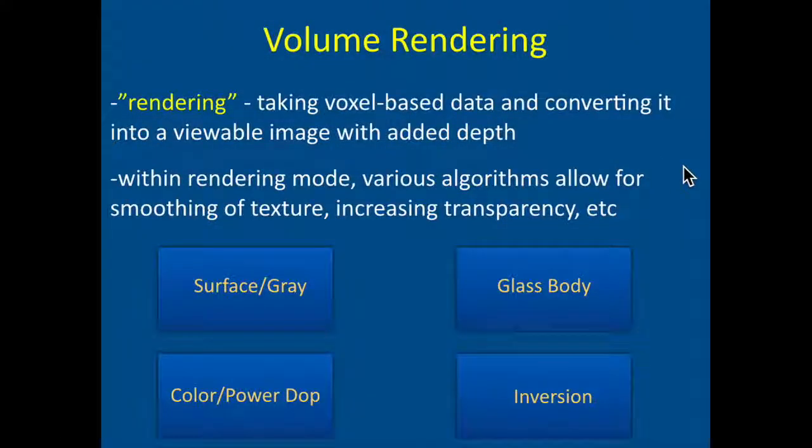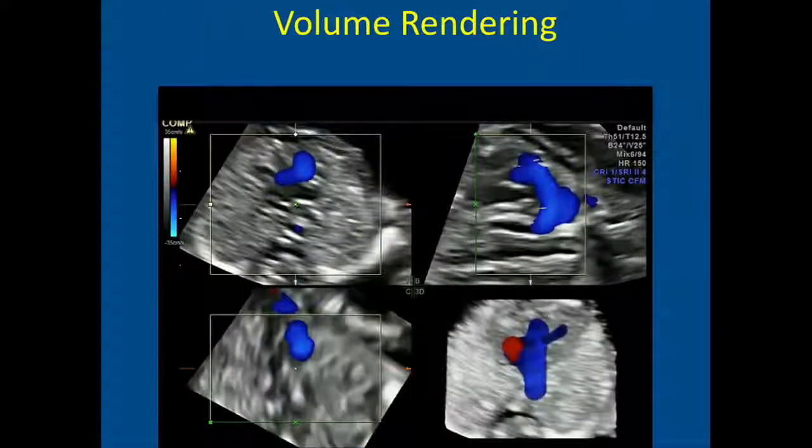Volume rendering is, again, probably most familiar to people. And rendering is one of those words that you intuitively understand what it means, but it's really hard to explain to people. I think the best way I can explain it is taking voxel-based data, which is volume data, and converting it into a viewable image with added depth. And within that are various algorithms that allow you to smooth texture, highlight bone, highlight soft tissue, etc. Unfortunately, that's well beyond what I can cover today, but I'm going to give you some examples of everything.